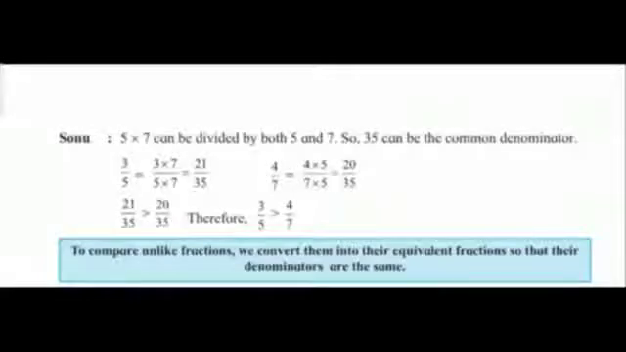I have explained to you all how to do the cross multiplication. So 3 upon 5 is equal to 3 upon 5 multiplied by 7. Okay, so 3 sevens are 21 and 5 sevens are 35. So the first fraction you got after doing cross multiplication is 21 upon 35.